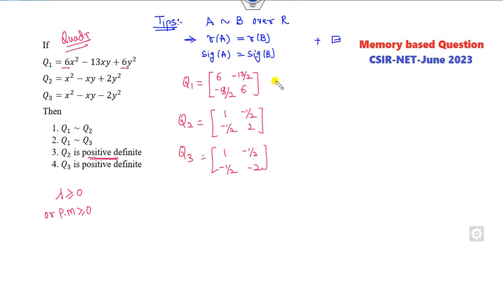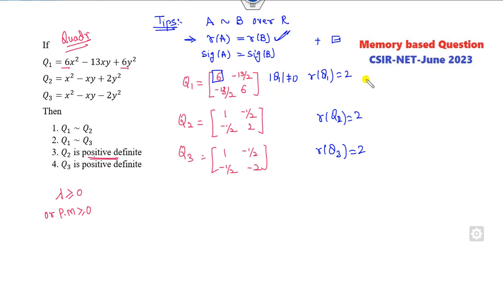Now what is the rank of these? Clearly the determinant of Q1 is non-zero, so the rank of Q1 is 2. Similarly, the rank of Q2 is also 2 because the determinant is non-zero. The rank of Q3 is also 2, as the determinant is non-zero. Now the first condition is satisfied in all cases. Now we can check the eigenvalues.